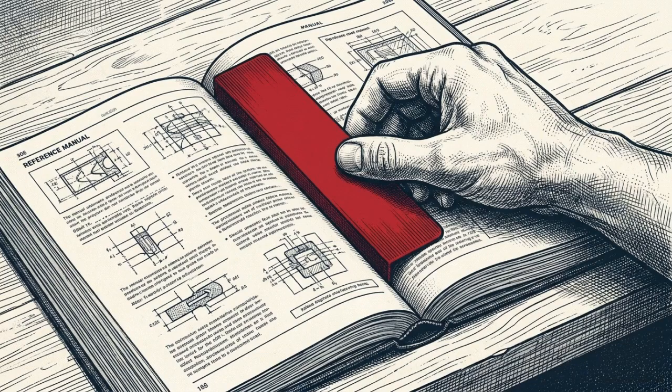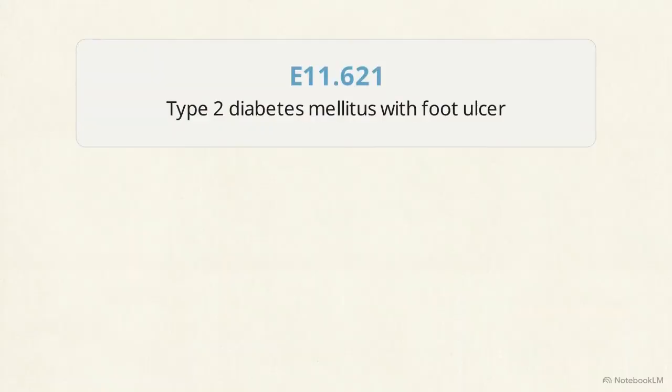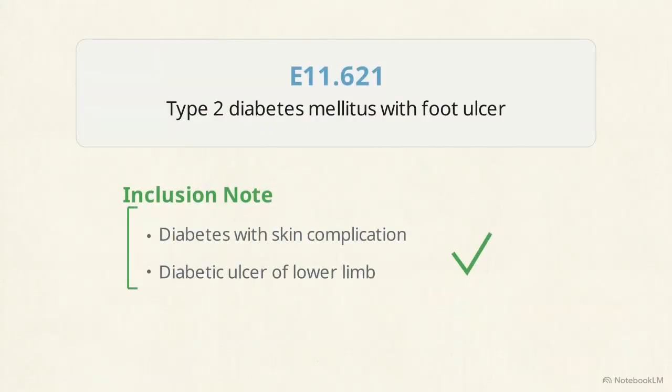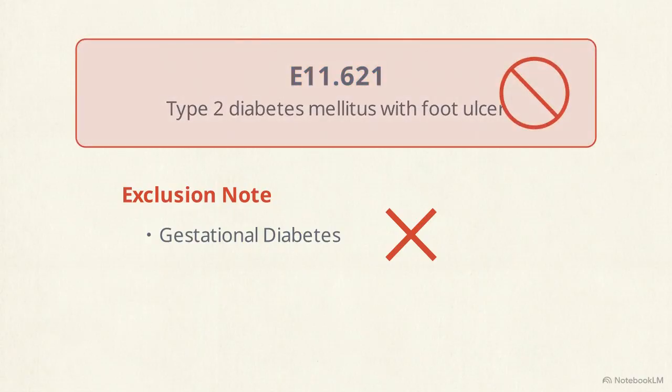Finding the code in the index is only half the job. Step 2 requires you to move from the index to the tabular list for mandatory validation. Here, evaluate structural notes. An inclusion note expands to encompass related terms, confirming you have the correct code. Conversely, an exclusion note explicitly rejects pairings. If it blocks your scenario, that combination code is invalid.